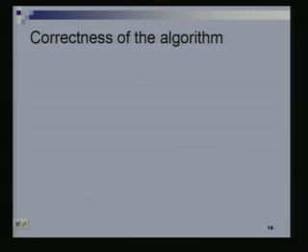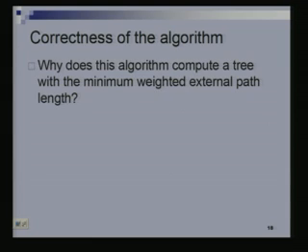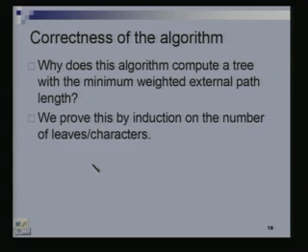Okay, so we now need to argue correctness. Why is this computing the minimum? Who said it's computing the minimum? So why does this algorithm compute a tree with the minimum weighted external path length? Right? There's no reason to believe. It's too simple to do anything useful. Right? So let's see what the argument for this will be.